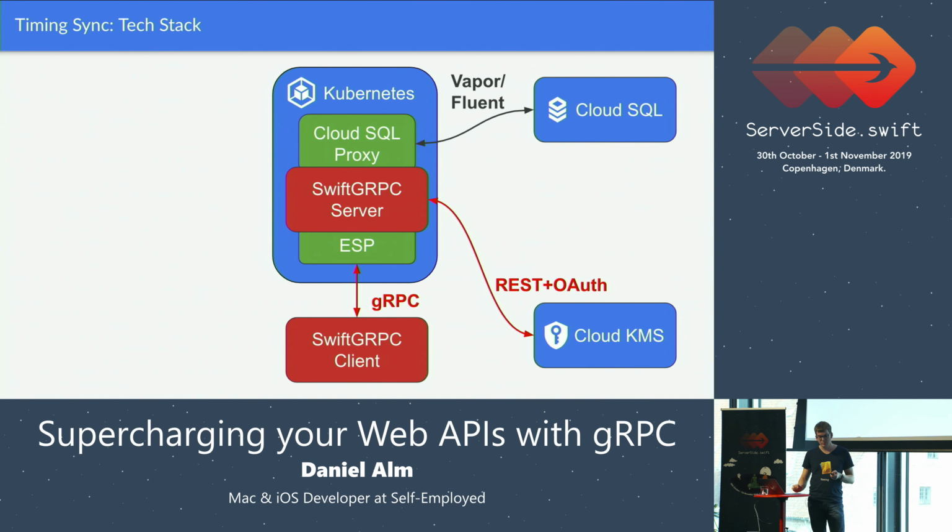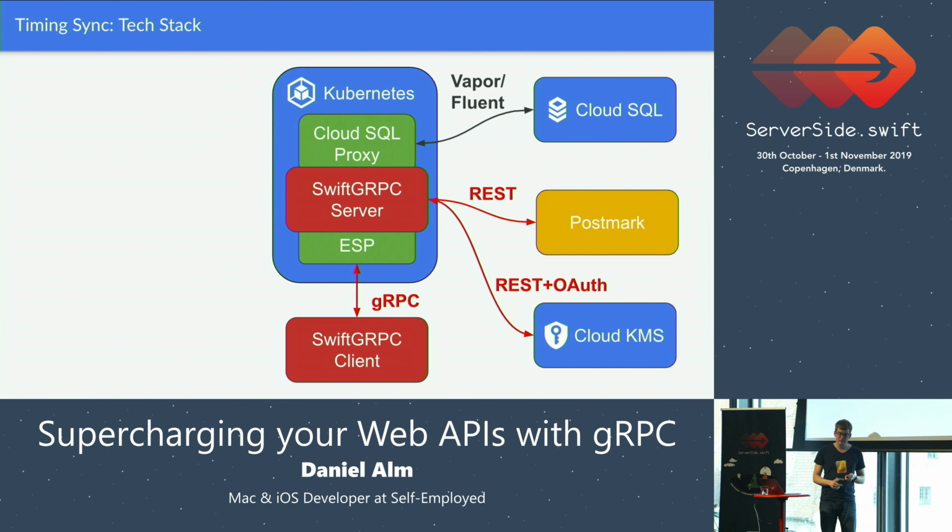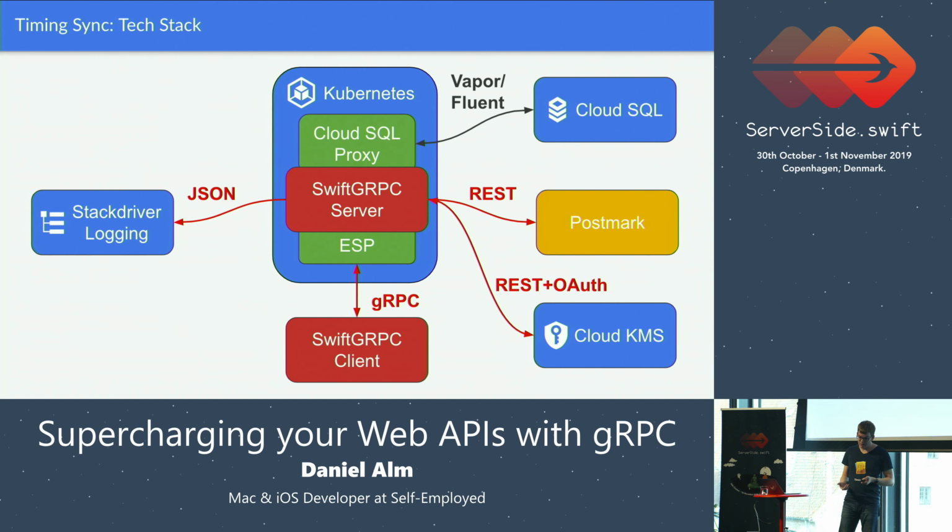I'm also using Postmark for sending emails. They have a REST interface, but if they supported gRPC, I could essentially just generate a client library for their interface instead of having to build that myself again with Codable. So all the red arrows here are places where you could actually be using gRPC or protocol buffers to make your life easier. Next up is Stackdriver logging, which just aggregates my logs and makes them searchable.